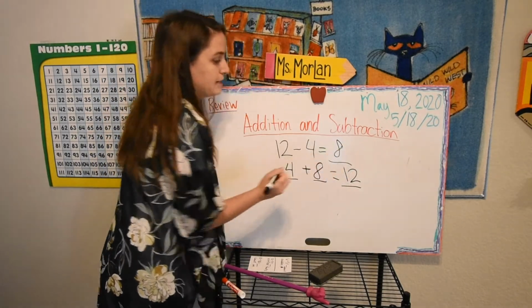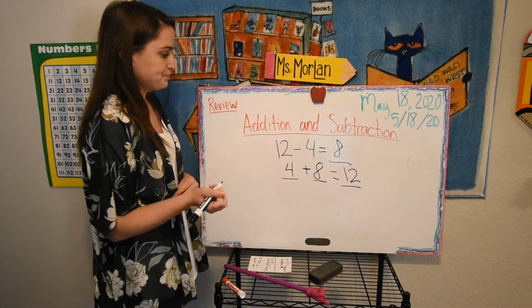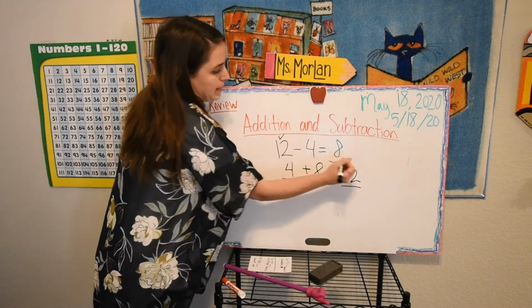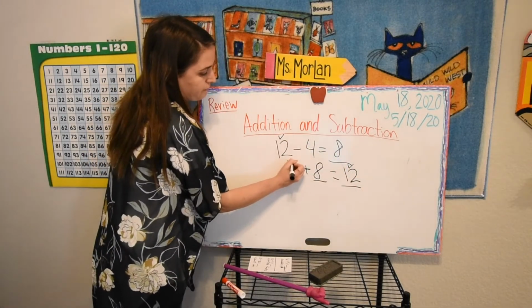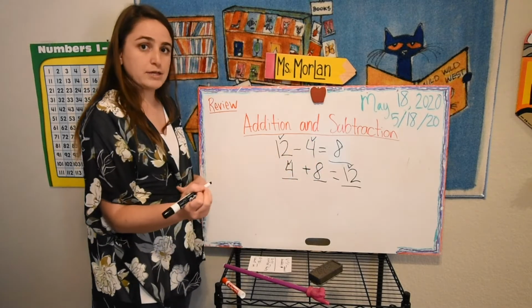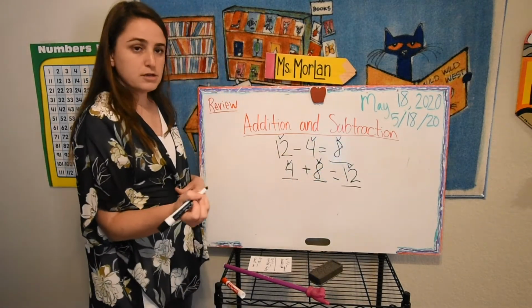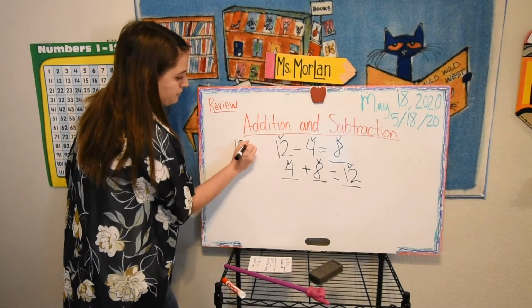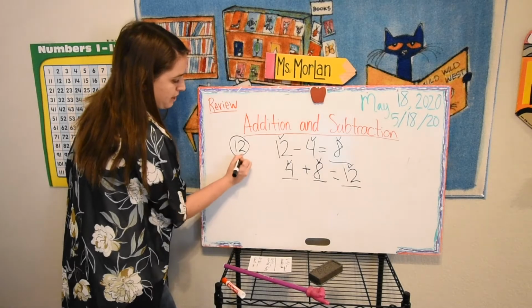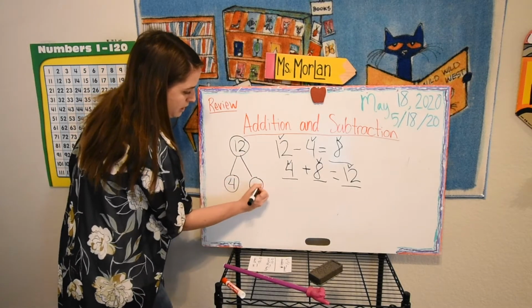Because they are related facts, they must have the same three numbers. They both have the same whole, which is 12, and they both have 4s as one of the parts, and they both have an 8 as the other part. If we were to do it as our number bond, 12 is the whole by itself, and then its two parts are 4 and 8.